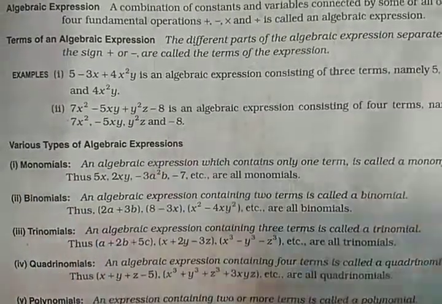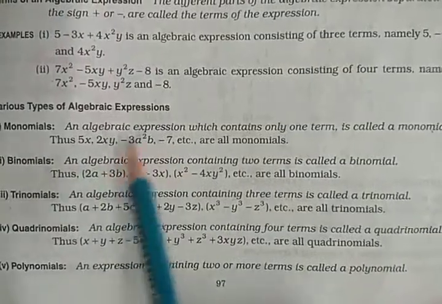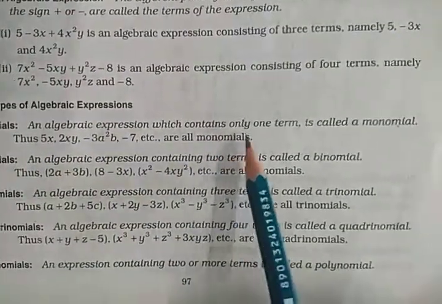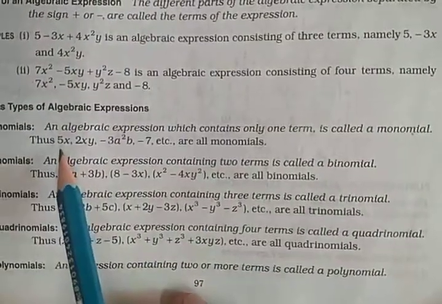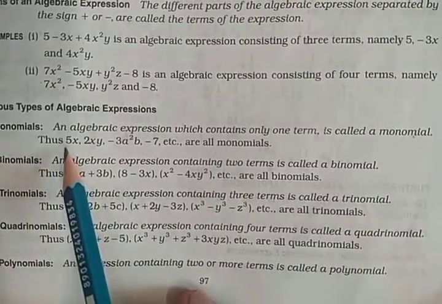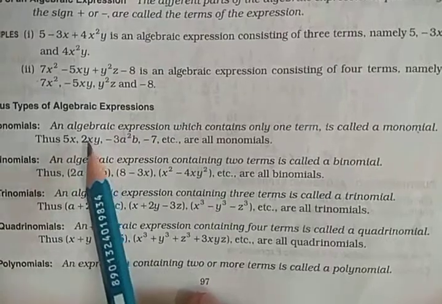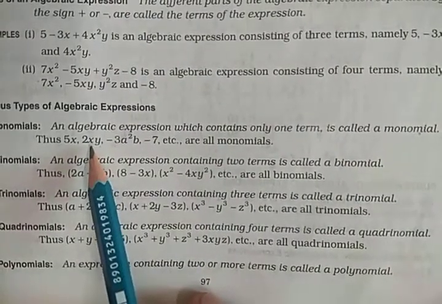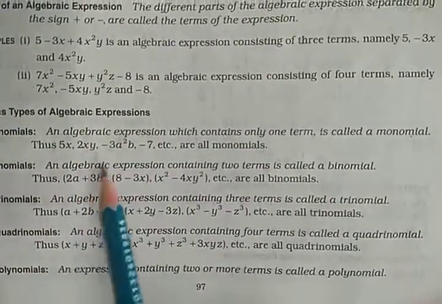Next, various types of algebraic expression. An algebraic expression which contains only one term is called a monomial. So 5x is an algebraic expression containing only one term, so it is a monomial. 2xy also contains only one term, so it is a monomial. When an algebraic expression contains only one term, it is called a monomial.